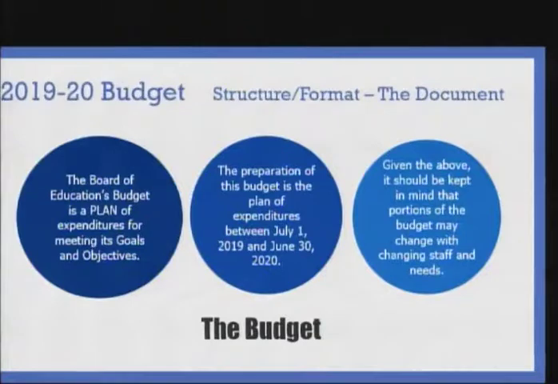The document itself is a plan of the Board of Education's budget of meeting its goals and objectives. It's important to note that as we're in December, we started the process in October, that it is a plan of expenditures starting July 1st, 2019 to June 30th, 2020. And given that distance, or that heading out into that fiscal year, there are many things that can change between now and then.